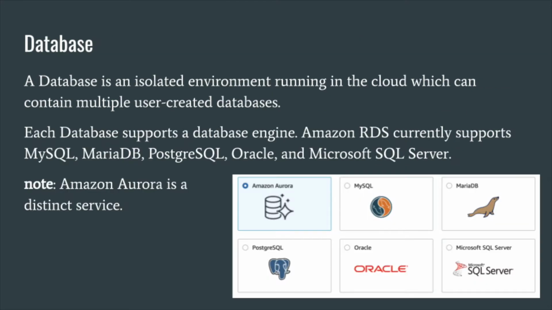A database instance is an isolated environment running in the cloud which can contain multiple user-created databases. Each database supports a database engine. Amazon RDS currently supports MySQL, MariaDB, PostgreSQL, Oracle, Microsoft SQL Server. Note: Amazon Aurora is a distinct service.